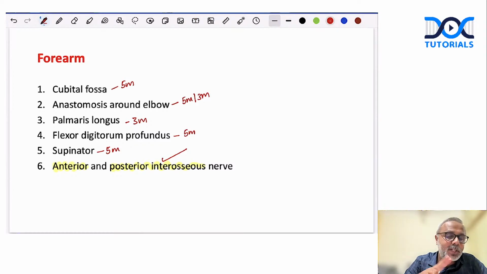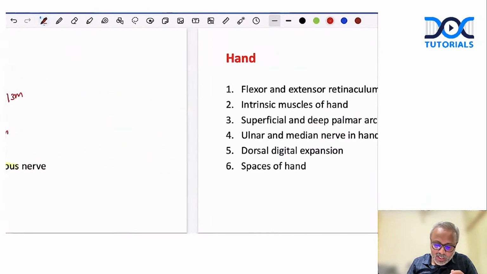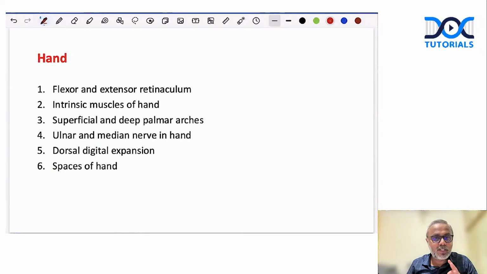The forearm is very important for your practicals. Both the anterior compartment and posterior compartment are very frequently kept as discussion topics or for spotting, right? Whereas these nerves are very often asked in theory questions, right? Done. Then the next important topic or chapter is the chapter on the hand, right?